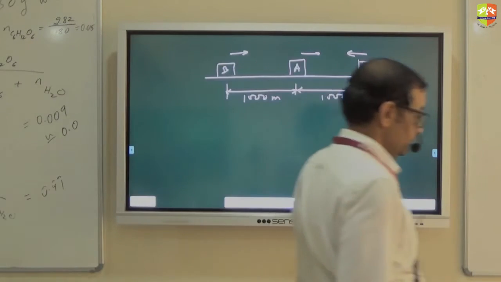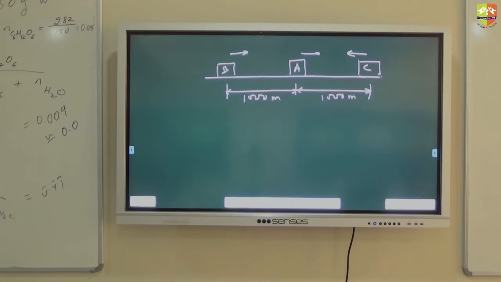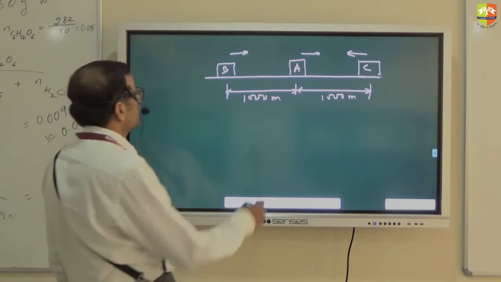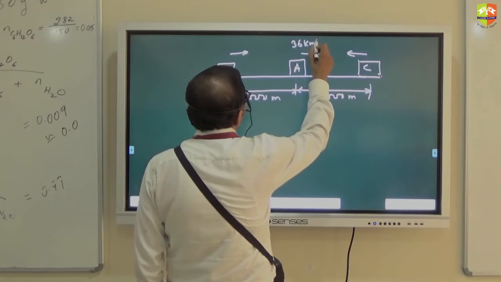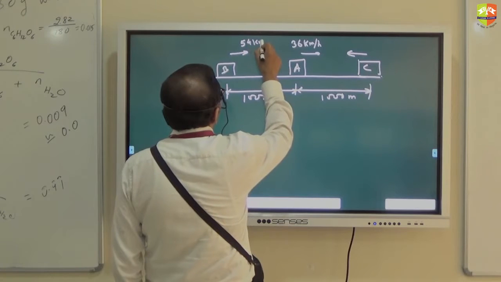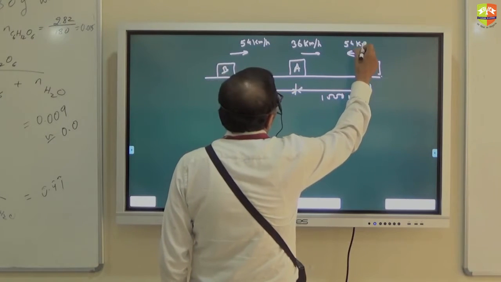Okay, one of the students got the answer. No one else? Answer. Yes. If it is actually more than that, we will anyway get ahead of C. What is the minimum requirement? Minimum acceleration of B to overtake A before C does. Should I solve? Okay, I'm solving now.